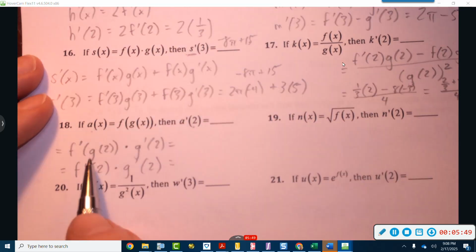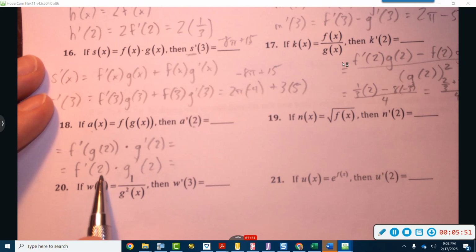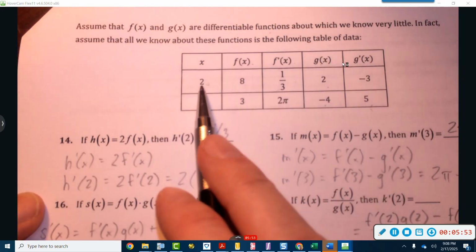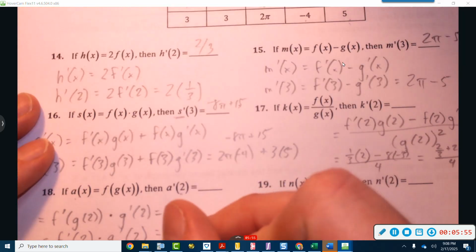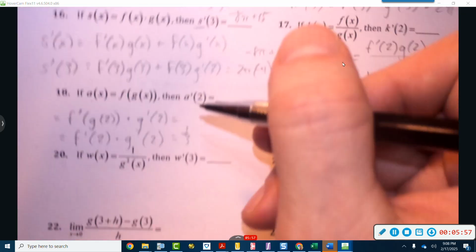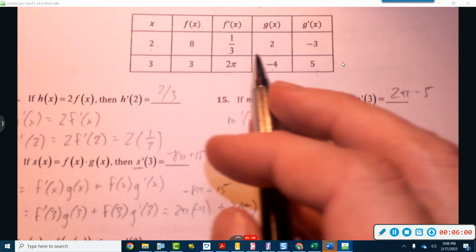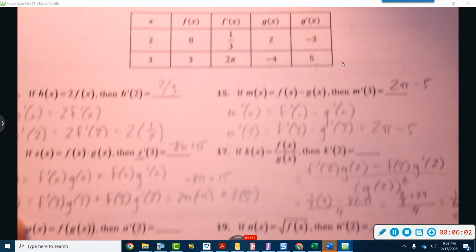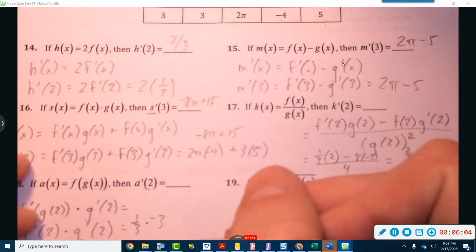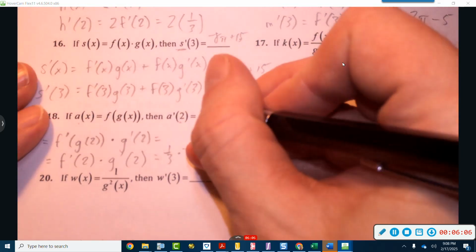Okay, so it just turns out that g of 2 actually is 2. So now let's find the derivative there, and that's 1/3 again. Same numbers popping up, just in different context. And then g prime of 2 is actually -3. So times -3, and that's going to give us -1.